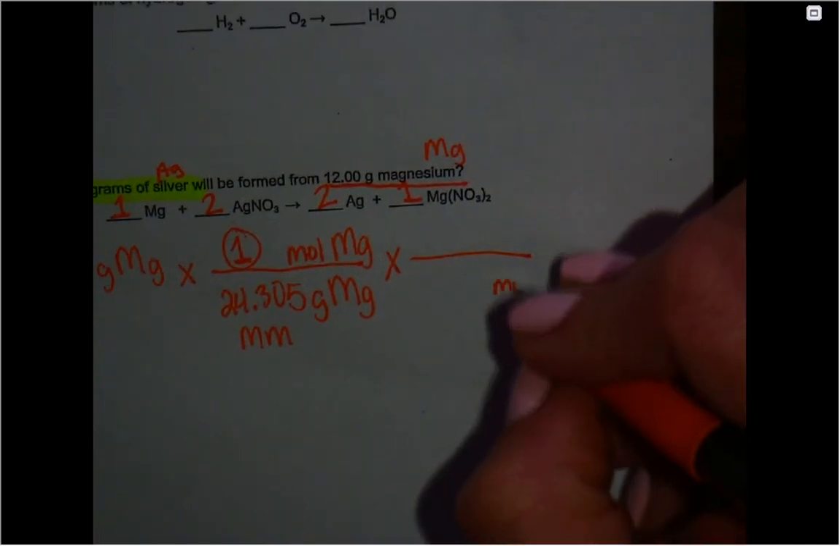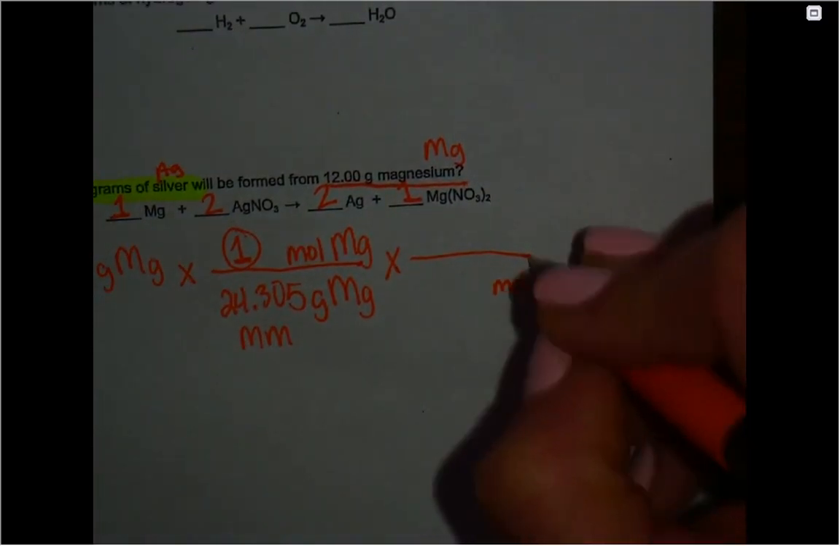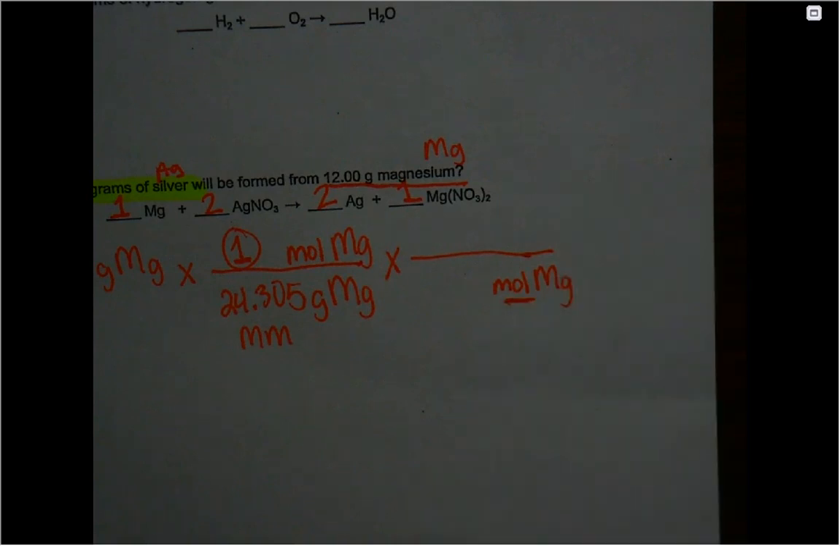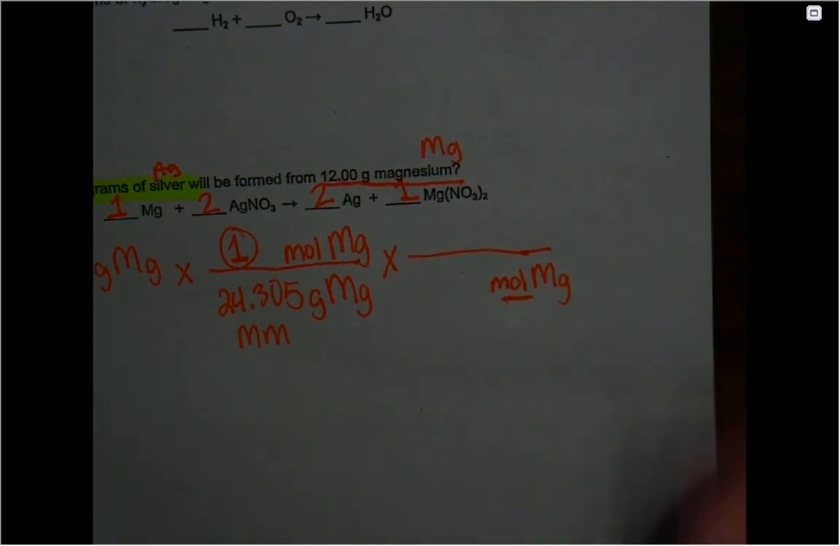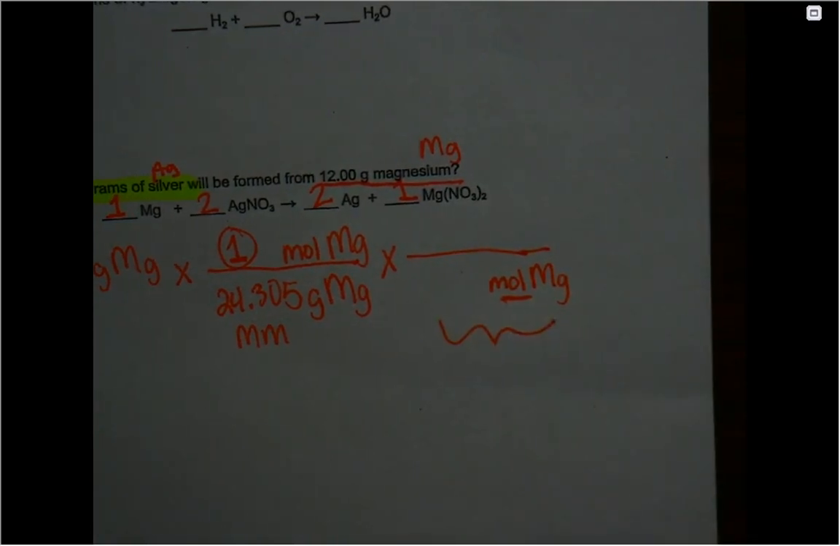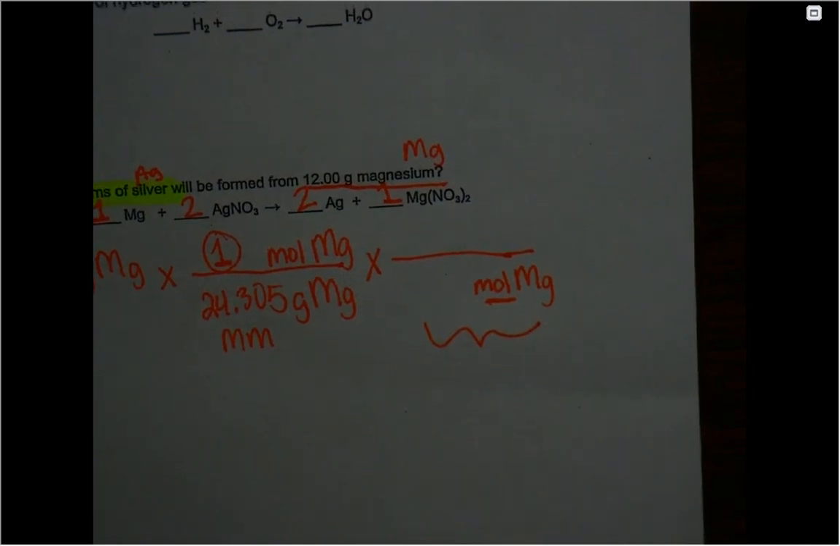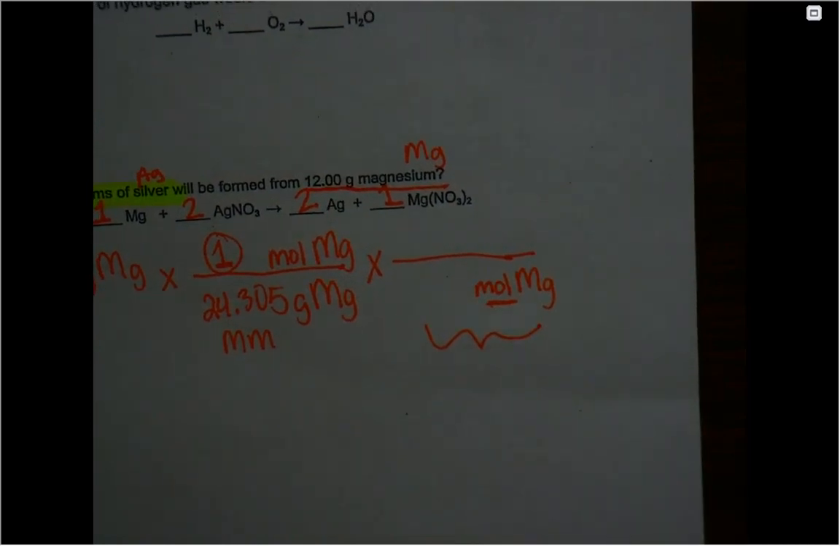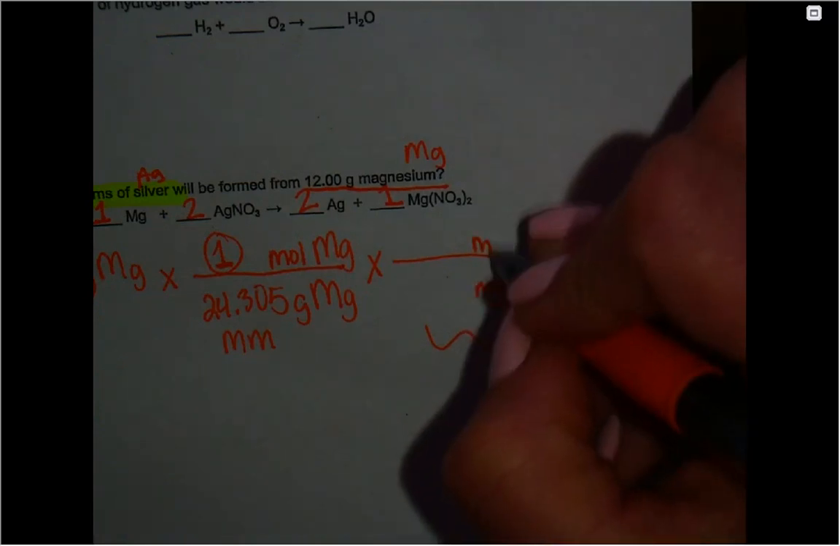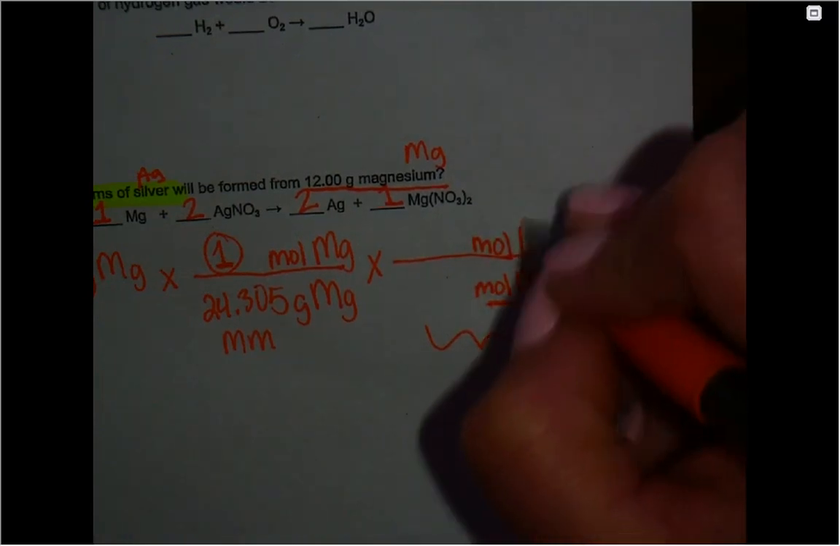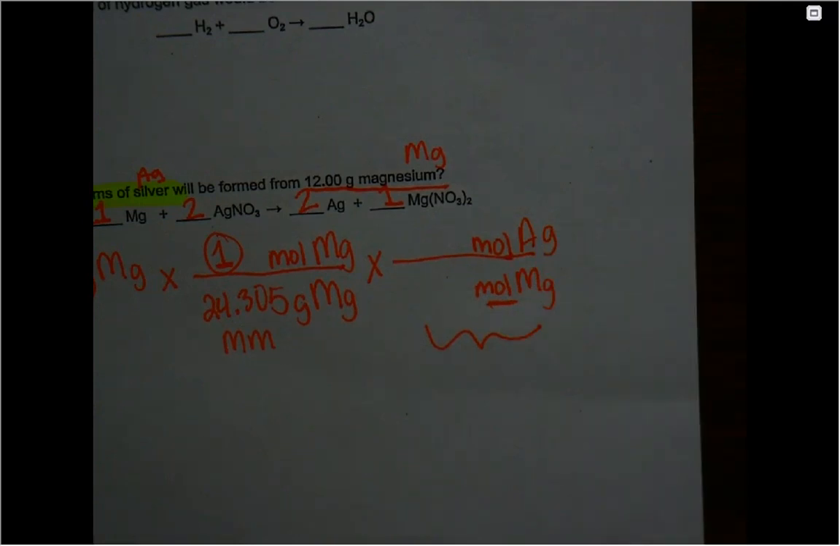So I have moles of Mg. There's the word mole the first time. So that tells me that's the bridge. That is my mole ratio. What that tells me is that that is when we can switch characters. So we're going to have moles of magnesium on the bottom to moles of silver on top.